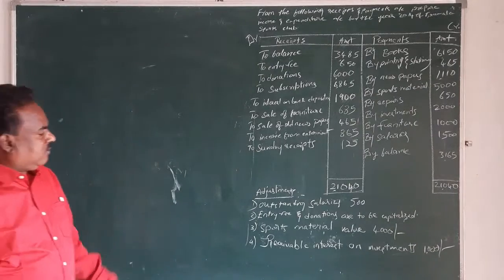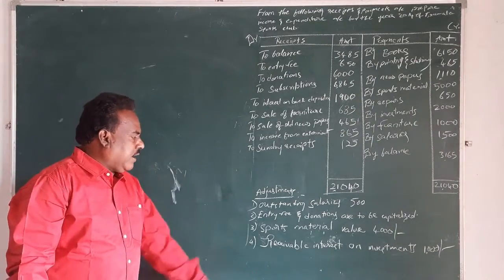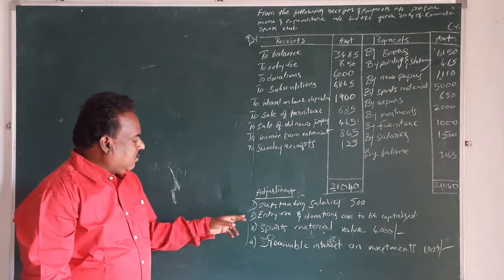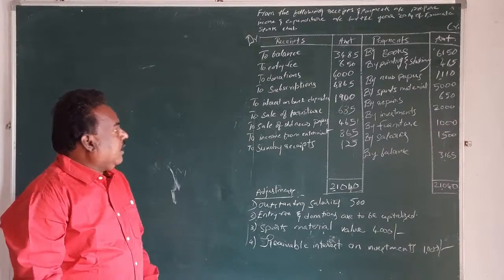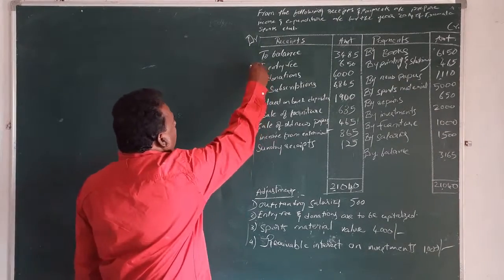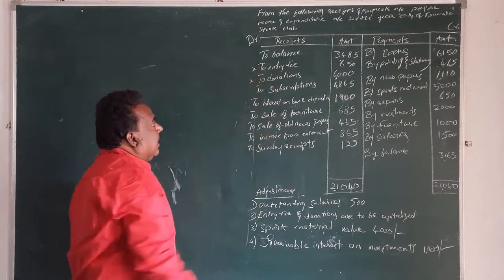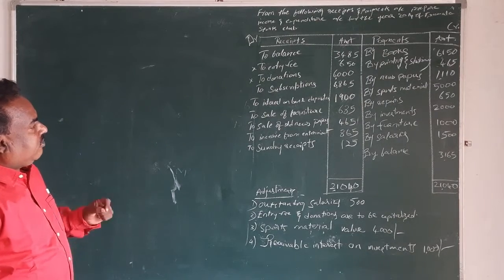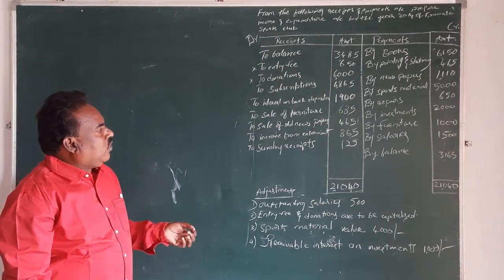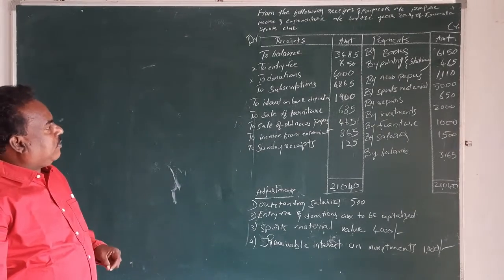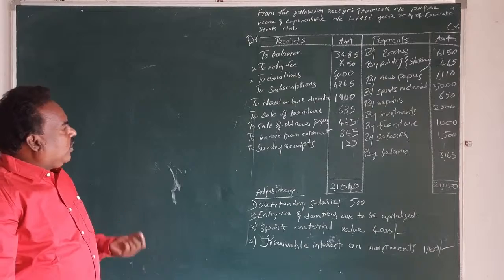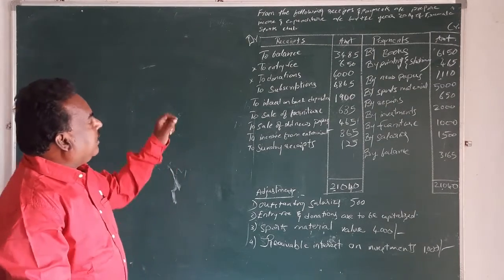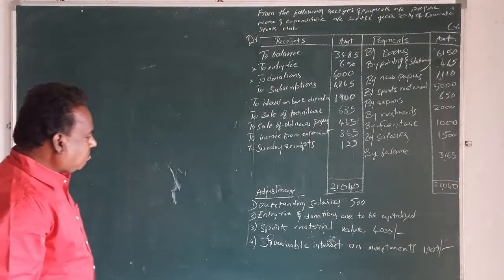There are some adjustments. Outstanding salaries 500. Entry fee and donations have to be capitalized. These are capital receipts, you cannot take them into consideration. So the instruction here is that entry fee and donations are to be capitalized. In the circumstances, entry fee and donations are to be recorded in the balance sheet of the non-profit organization, not in the income and expenditure account.